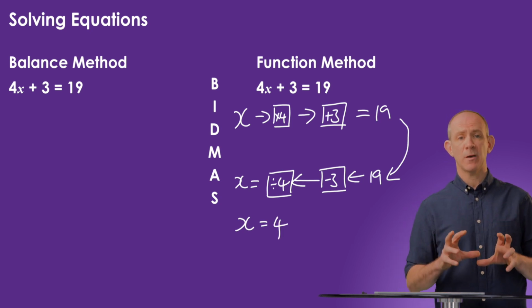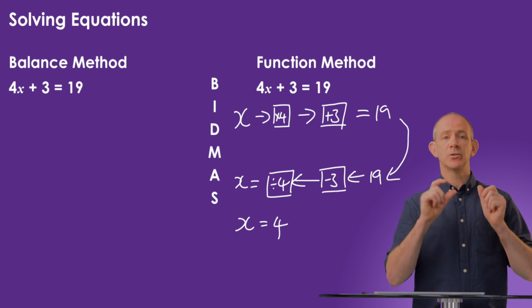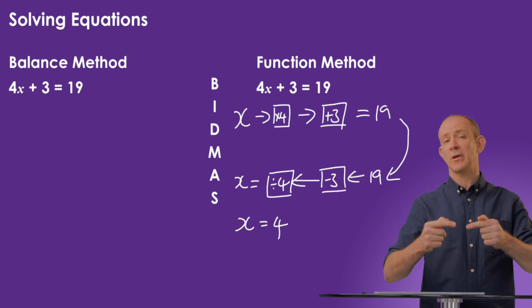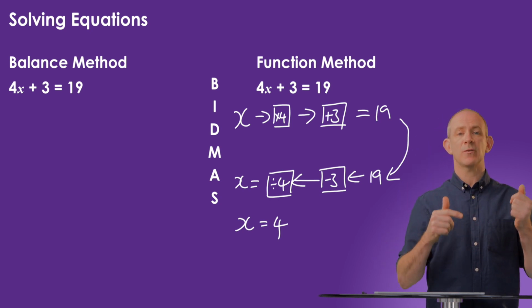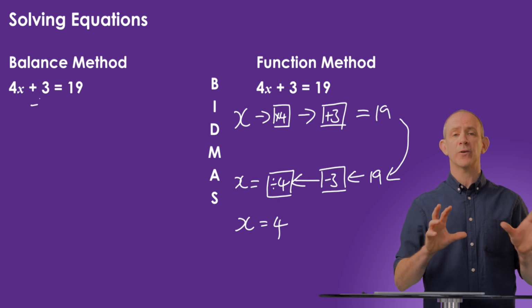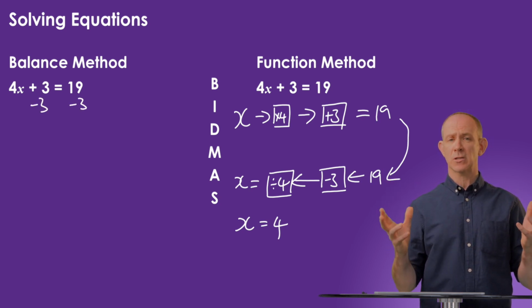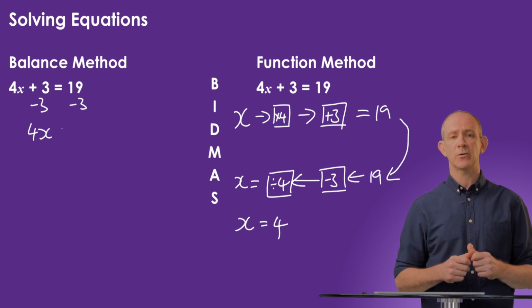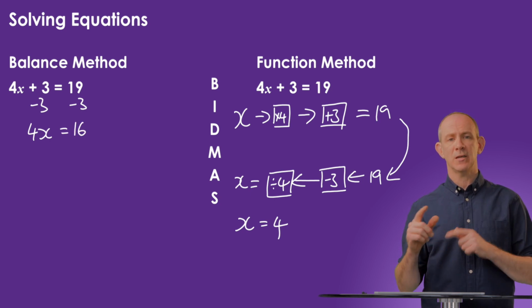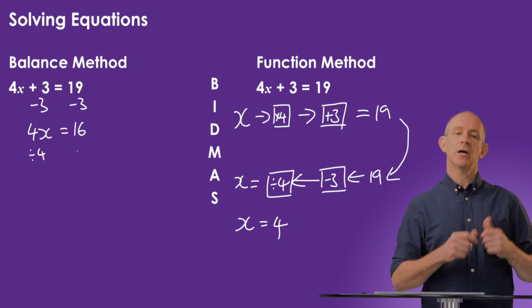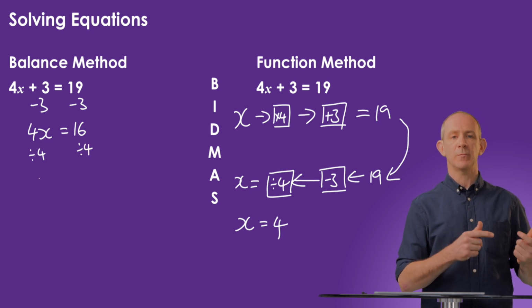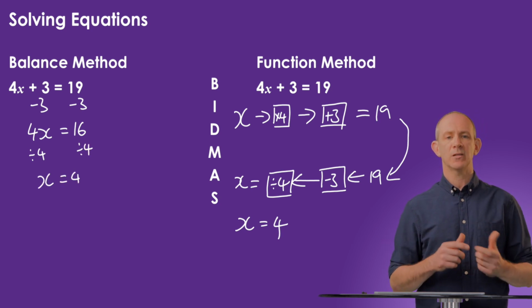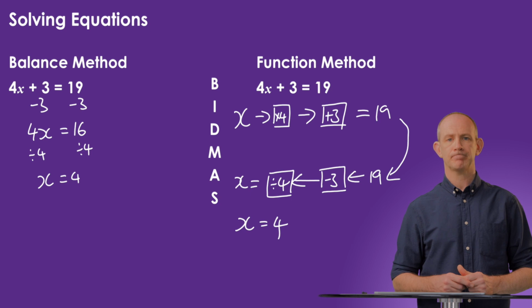If we look at the balance method, we're going to undo the plus 3 first, because we're going to look at doing BIDMAS in reverse. So instead of adding 3, we're going to subtract 3. Don't forget, it's a balance. We need to do it to both sides. So we're going to subtract 3 from both sides, and we'll end up with 4x equals 16. And then to undo the times by 4, we're going to divide by 4 on both sides, and we end up with x equals 4 as well.